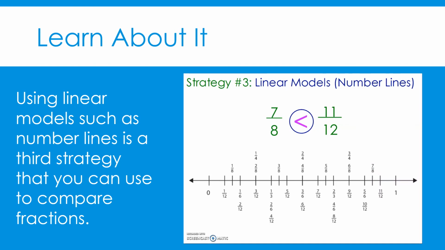You can also use this number line to see how far away from 1 each fraction is. 7/8 is 1 part away from 1 whole. It is 1/8 away. 11/12 is also 1 part away from 1 whole. However, it is 1/12 away. Since 12ths are smaller parts than eighths, 11/12 is a smaller part away from 1, and therefore closer to 1. It is the greater fraction.